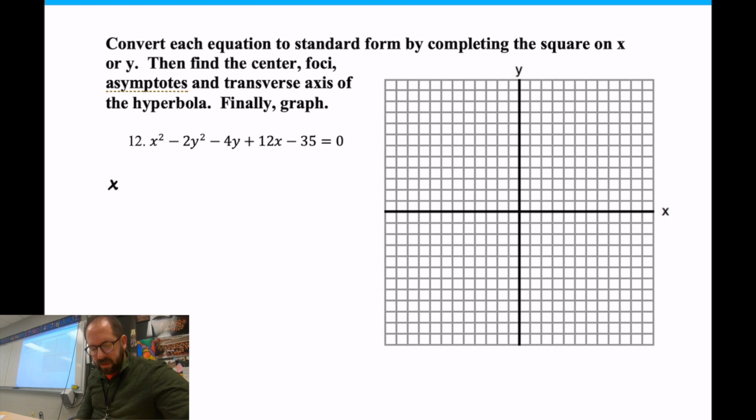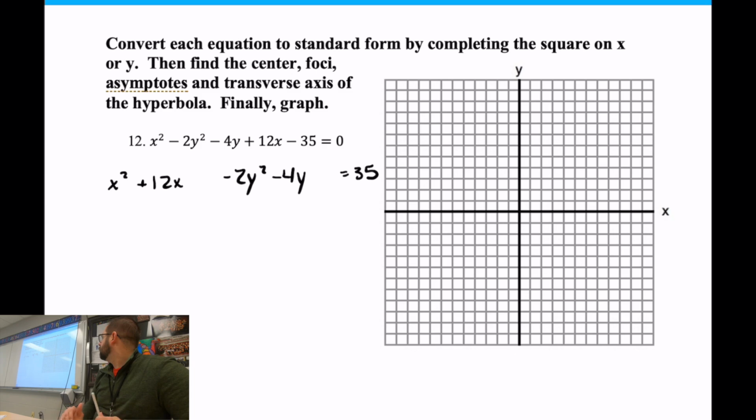So we have to group these up. We're going to group the x's together, I'm going to group the y's together, and I'm going to move that 35 to the other side. This is something you do very similarly if you're doing an ellipse as well. We do this exact same thing on an ellipse.